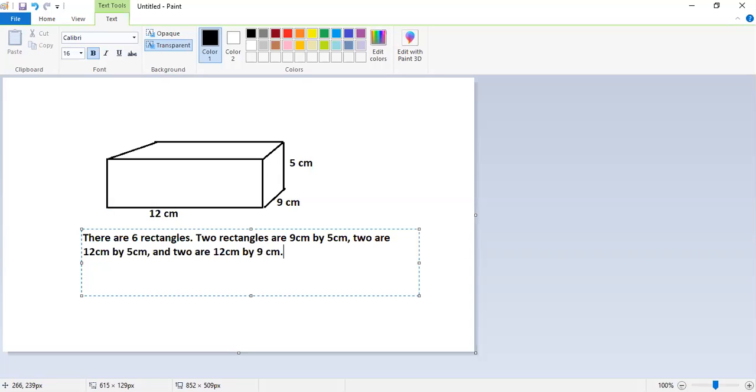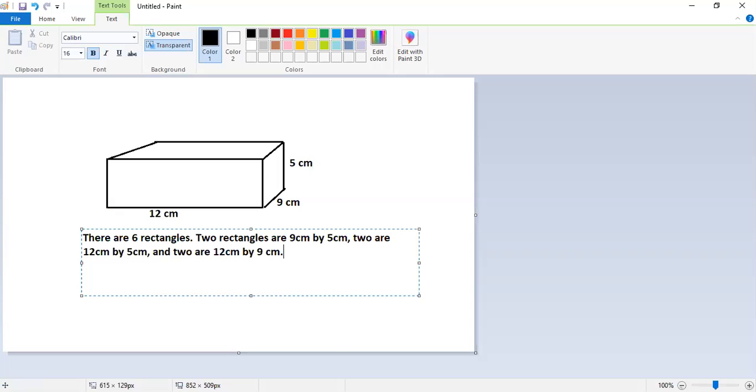That's all. There is nothing else they're asking for. They're just telling describe the net. So the net is made up of 6 rectangles, right? That means when you open up the rectangular prism, there'll be 6 rectangles. So 2 rectangles will be 9 by 5 centimeter. Another 2 will be 12 by 5. That's the front and the behind one. And 2 are 12 by 9. That's going to be the top and the bottom. That all is the answer for this question.